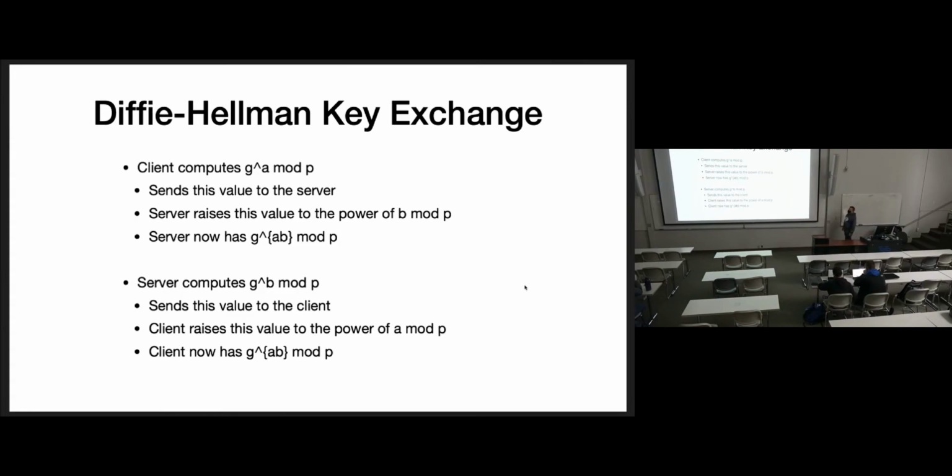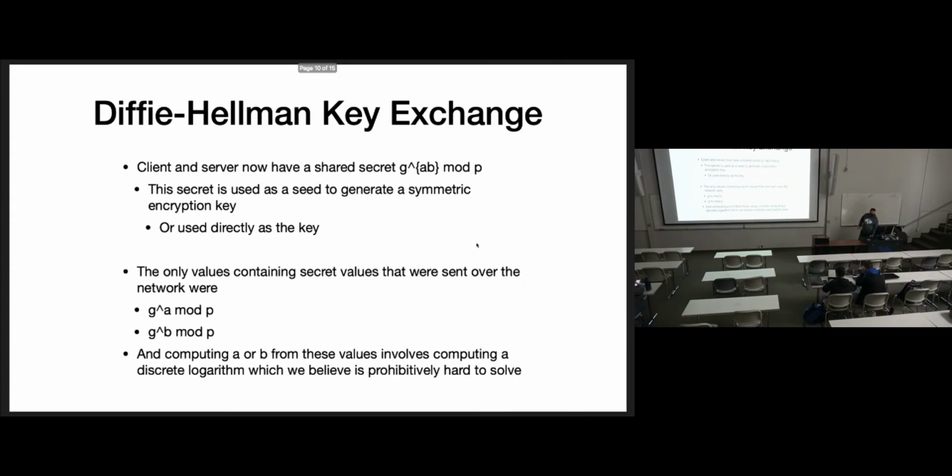So the client is going to compute G to the A mod P, send this to the server. The server is going to compute G to the B mod P and send that to the client. And then when each server and client receive that value from the other, they're going to raise it to the power of their secret value. So now client and server both have this value G to the AB mod P. They both have the same value, and we've securely agreed upon a secret value. So we both have G to the AB mod P.